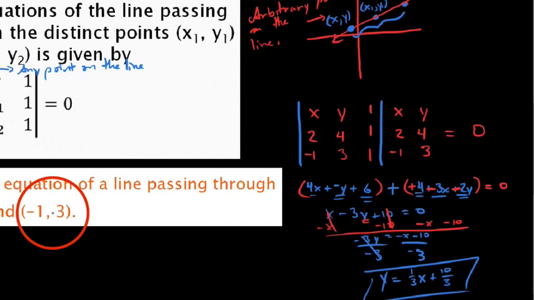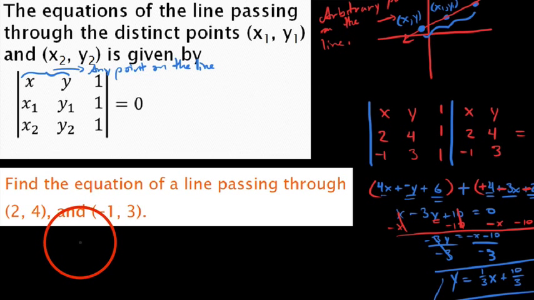And a good exercise would be to pull up Desmos and graph this, and also type in these ordered pairs and prove to yourself that these actually go through those. So that's how you can find the equation of a line passing through 2 points using a determinant every time. Cheers.